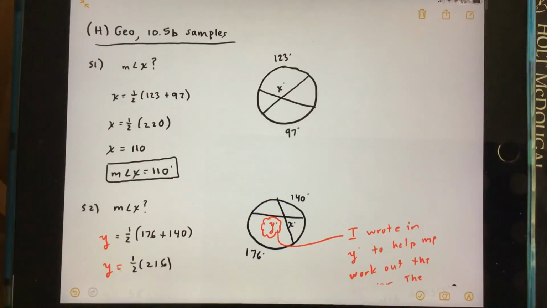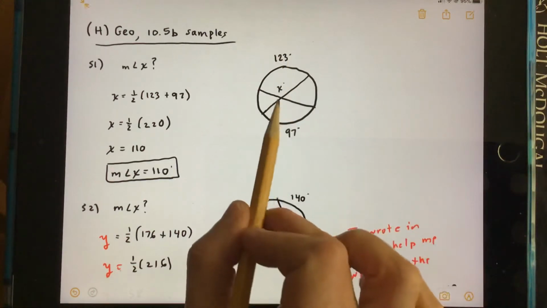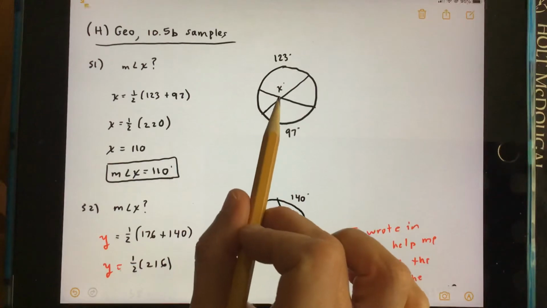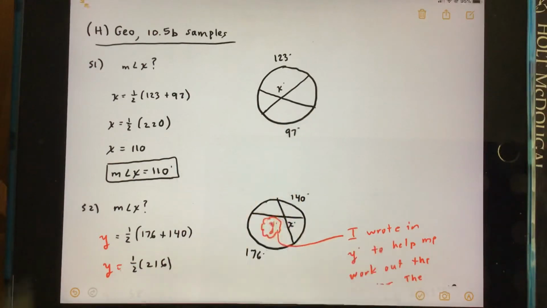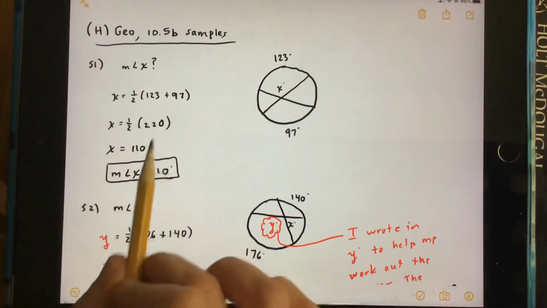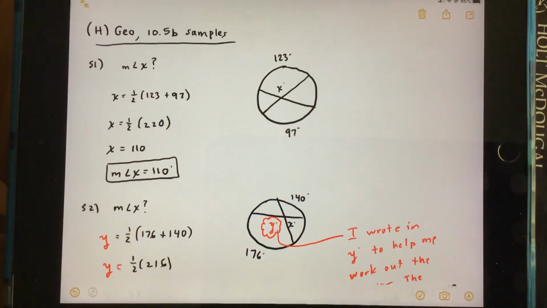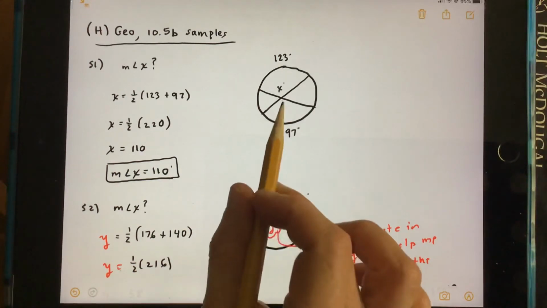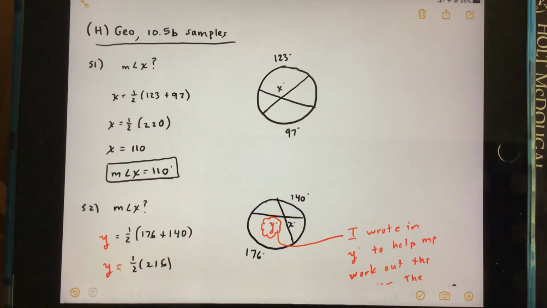Well, we know that if we add together these two intercepted arcs, the intercepted arc for angle x and the vertical angle intercepted arc, and divide by 2, that will give us the measurement of this angle that we're asked to find. So x is equal to 1/2 times 123 plus 97. Adding 123 plus 97, we arrive at 220. Half of 220 is 110 degrees. Therefore, the measurement of this angle x must be 110 degrees.